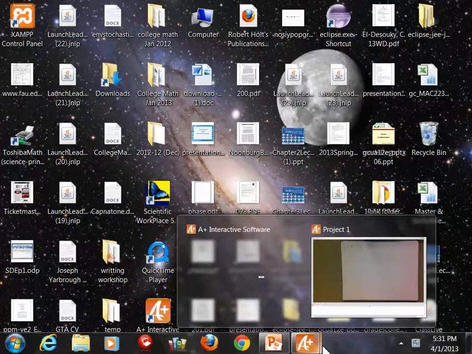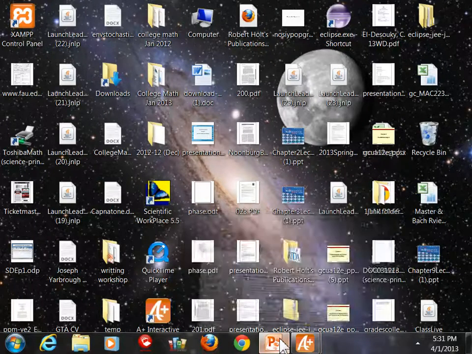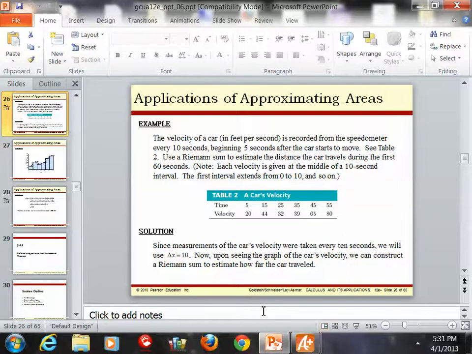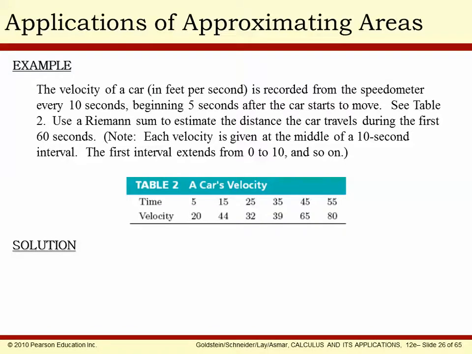But we're going to apply the technique to an example problem, and let me just pull that up over here.